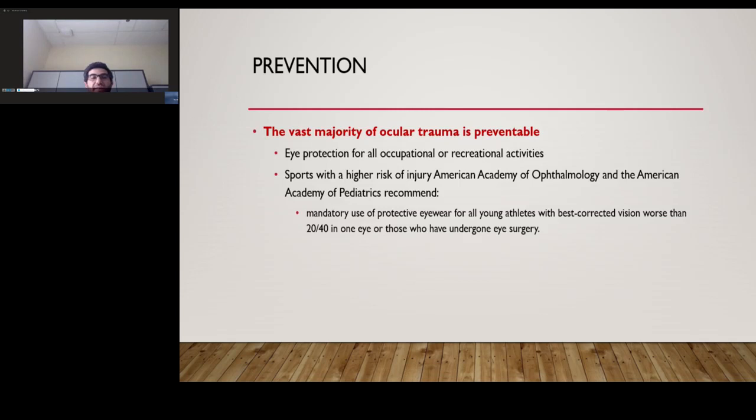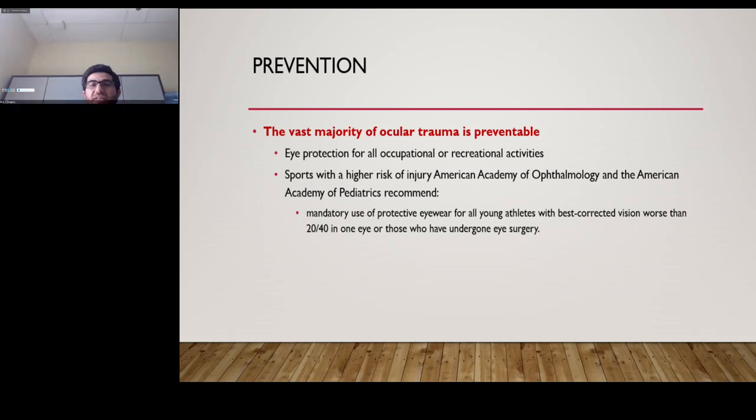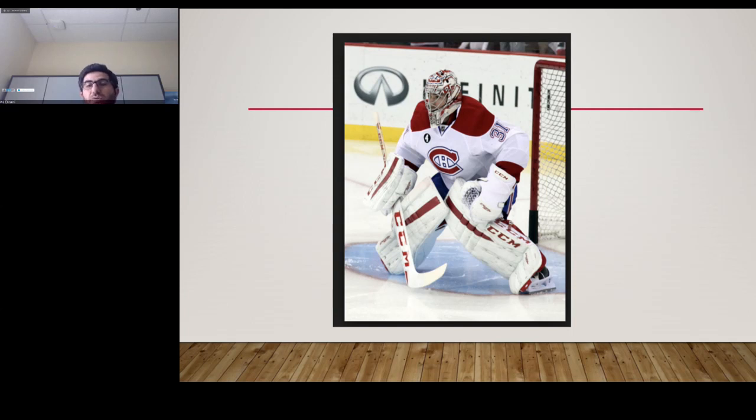The American Academy recommends that people at risk should wear protective glasses all the time. It's a mandatory requirement for patients who are monophthalmic, or for patients who have visual acuity less than 20/40 in the contralateral eye. Some types of sport can be associated with a higher risk of eye trauma, so protection is mandatory in this type of sport. Here you can see a hockey player. Hockey is our national sport here in Canada, and the NHL, the National Hockey League, has required all players to have a protection for their eyes.